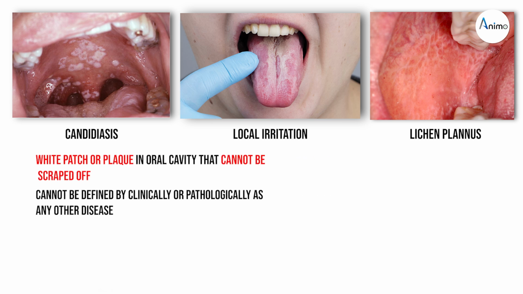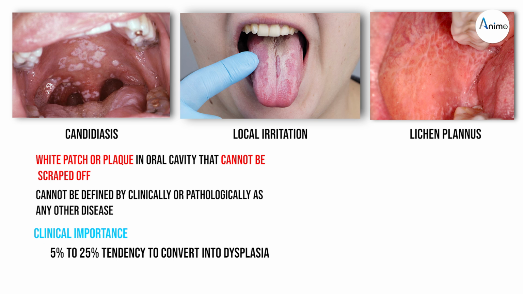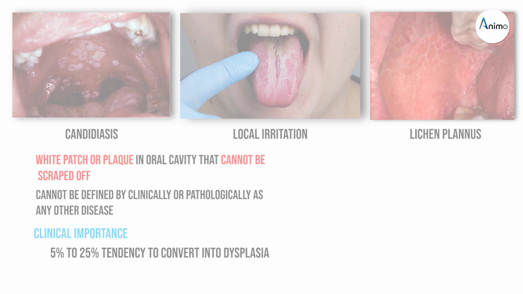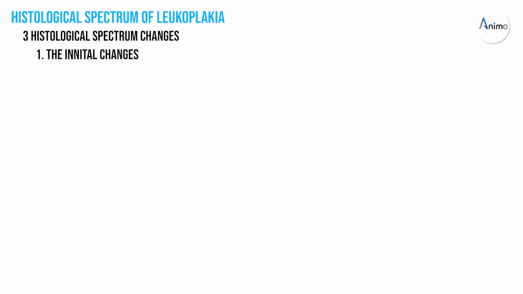So why do we even care about this leukoplakia? Actually, 5 to 25% of leukoplakias are dysplastic, meaning these have a tendency to convert into carcinoma. Now let's discuss the histological spectrum of leukoplakia. There are actually 3 changes. The initial changes, which after some time convert into dysplastic changes, which result in carcinoma in situ.